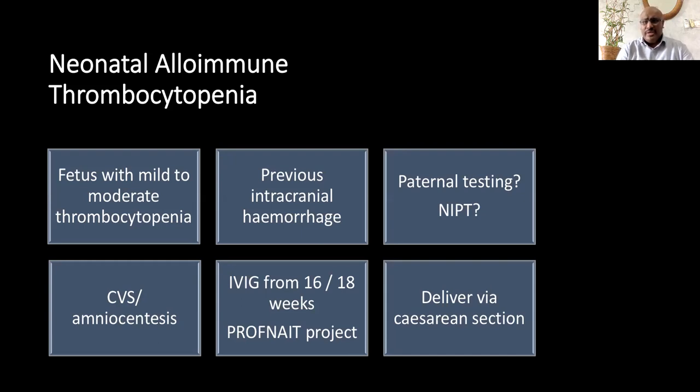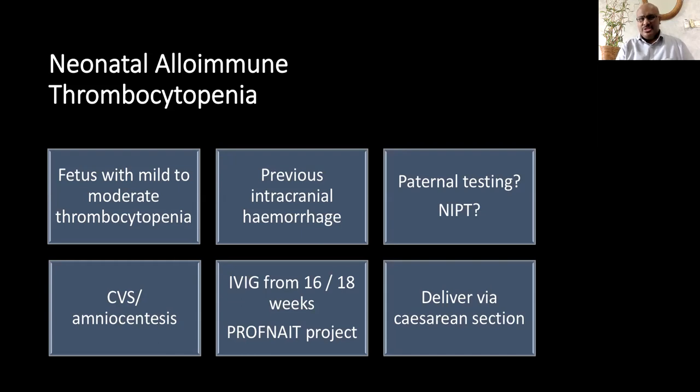The way forward, you can offer NIPT, you can offer paternal testing, but it's not easily available in these parts of the world. Some part of the management algorithm recommends a CVS or an amniocentesis to confirm the status of the bleeding of the fetus. But however, ladies and gentlemen, it is not routinely done, and this may sometimes cause more harm than benefits, especially if the baby has got thrombocytopenia.